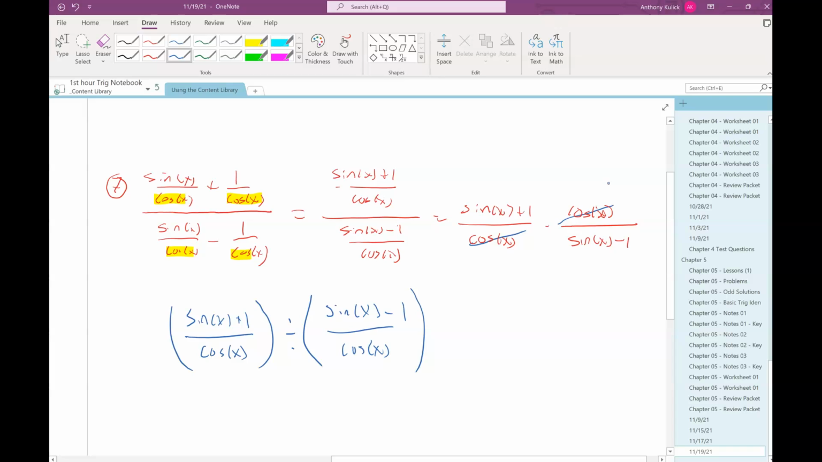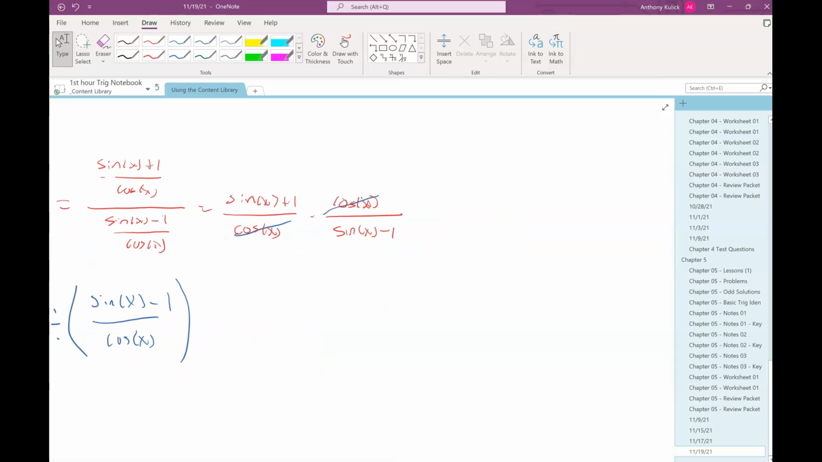Can I reduce the signs? No, why not? They're part of an addition or subtraction problem, right? So this is going to be as good as I can do. I'm just left with the sine x plus 1 in the numerator and the sine x minus 1 in the denominator. And that's realistically as good as I can do.